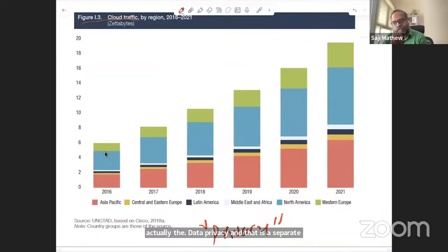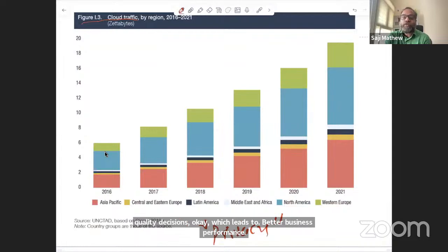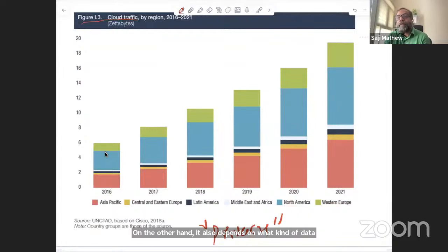So there is a bright side, which is business analytics and the potential to analyze data, draw insights, and use that in decision making so that you have better quality decisions, which leads to better business performance. On the other hand, it also depends on what kind of data you use and whether this is personally sensitive or personally identifiable data, which has consequences for information privacy.